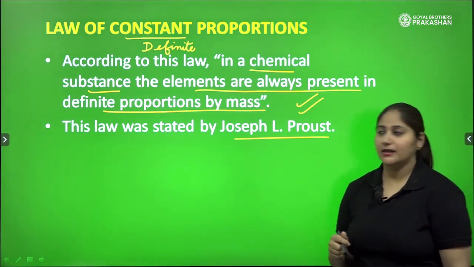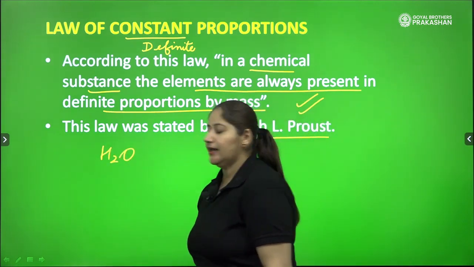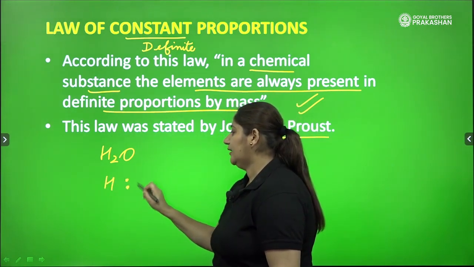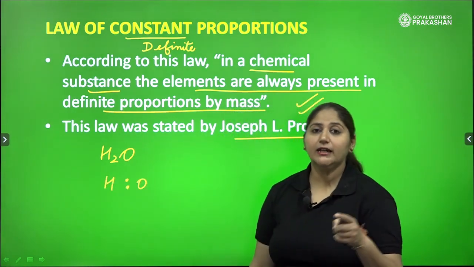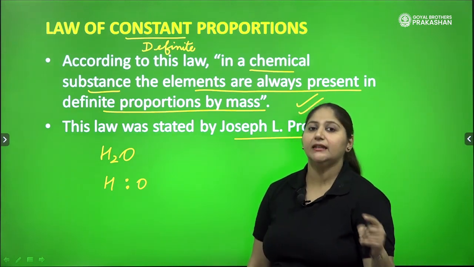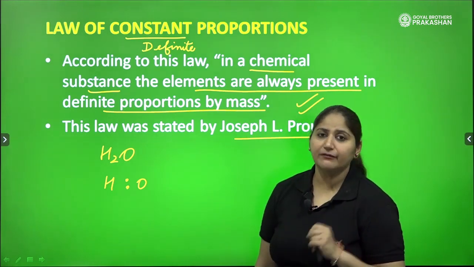What does that mean? Suppose you want to make water. What is water? H2O. To make water, you need two atoms, hydrogen and oxygen. Hydrogen and oxygen will combine to form water only when they are in a fixed proportion by mass. And what should be that fixed proportion?